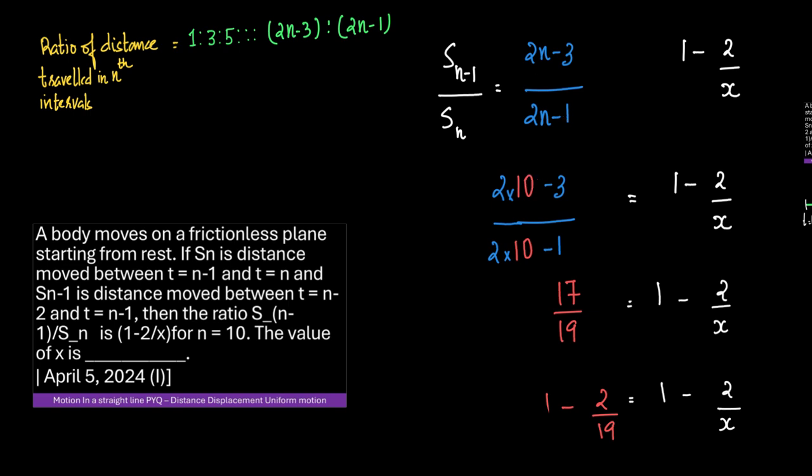And since it is given in the question that n is equal to 10, we can just substitute the value. And what do we get? 20 minus 3 by 20 minus 1, 17 by 19, which is equal to 1 minus 2 by x as given in the question. And therefore, we can directly compare the value here and say that the value of x is equal to 19. So yes, very straightforward question.